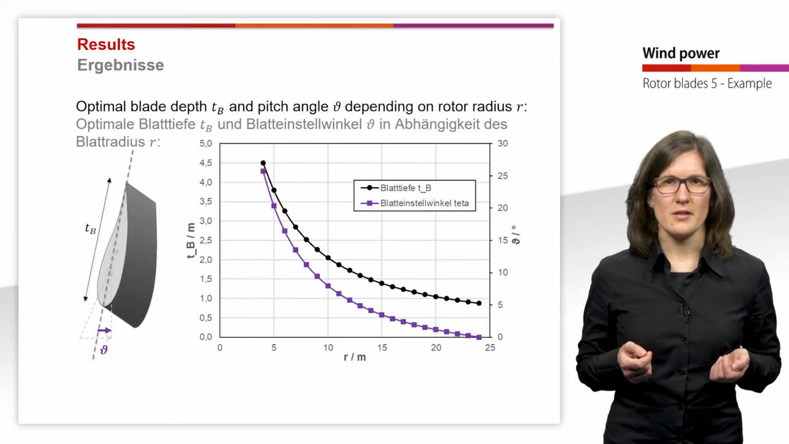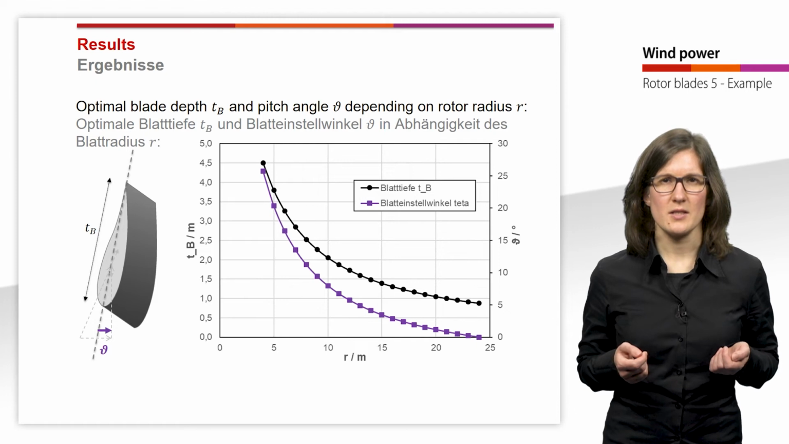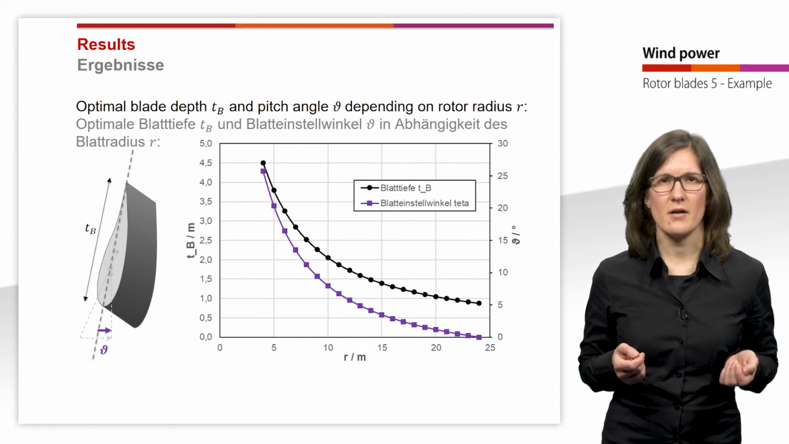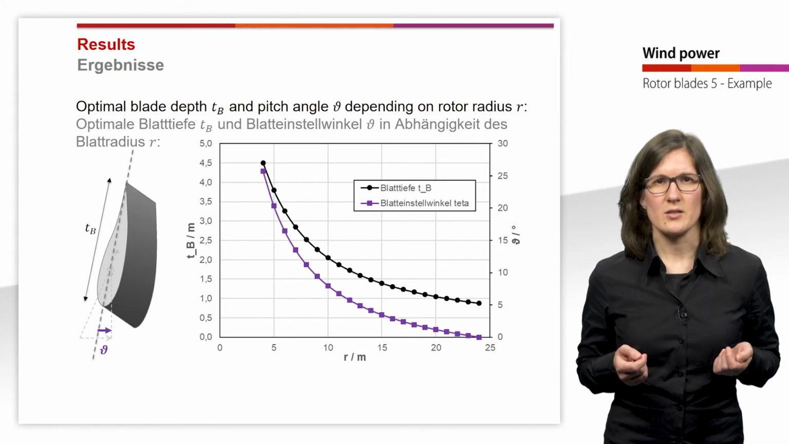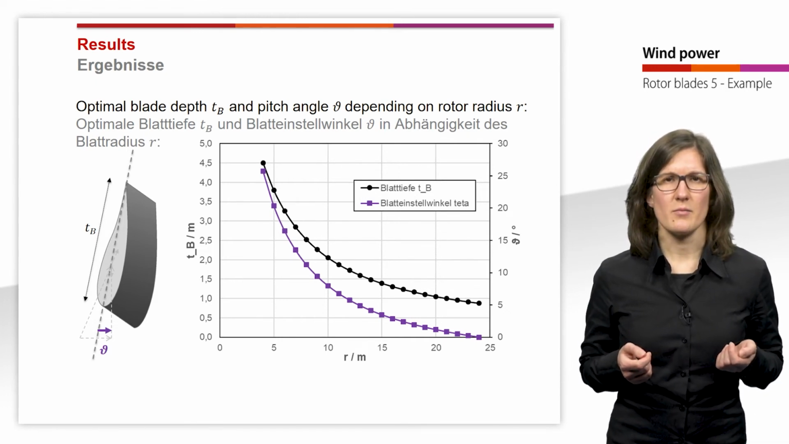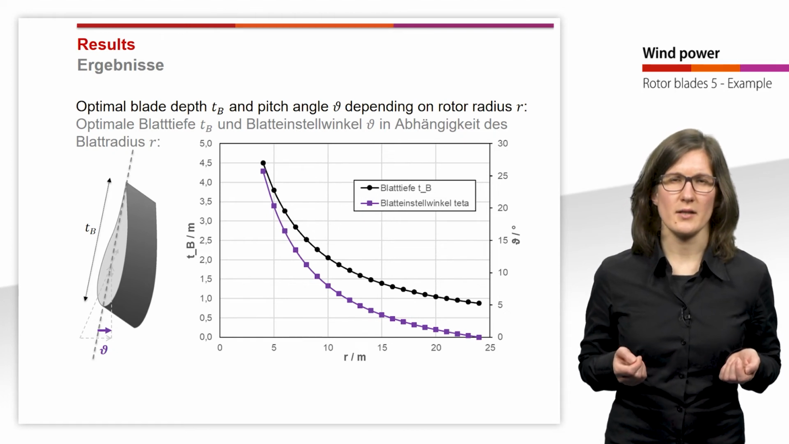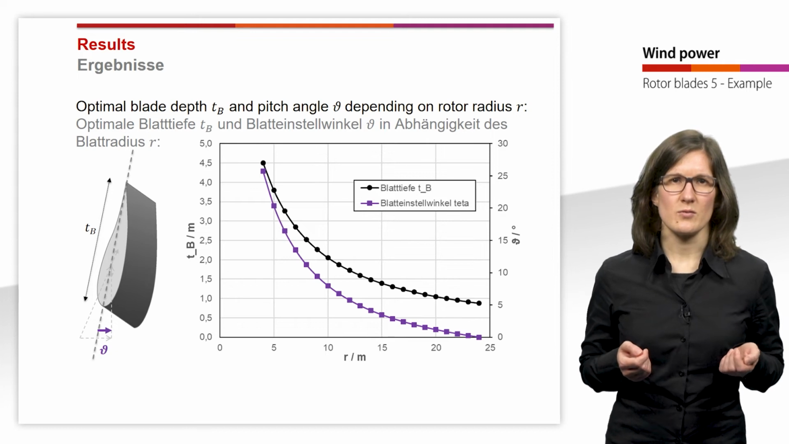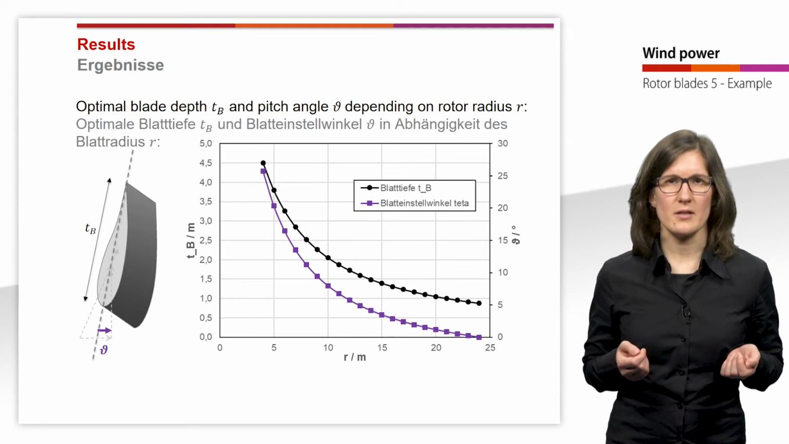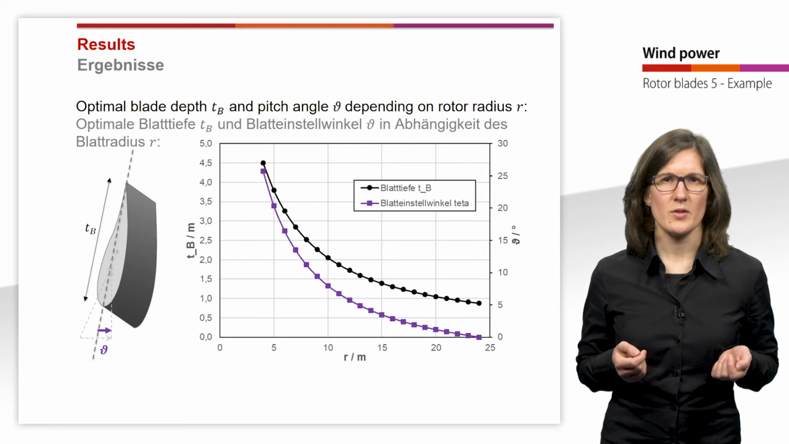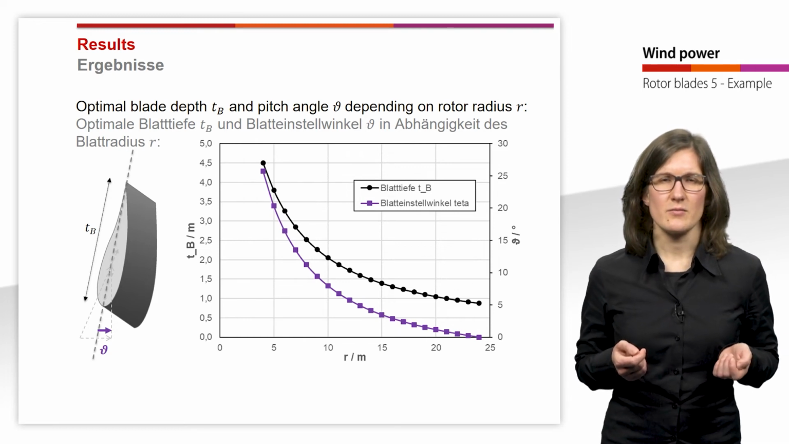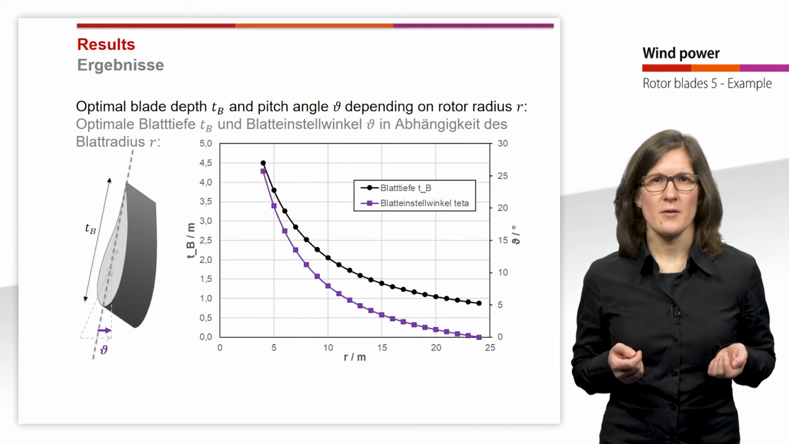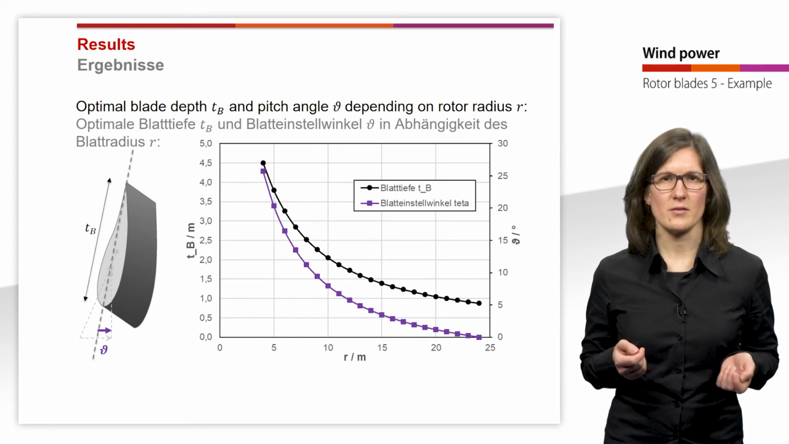In this graph here, you can see the optimal blade depth Tb and the pitch angle θ depending on the blade radius r. The blade depth is shown on the left y-axis and the pitch angle is shown on the right y-axis. On the x-axis, the radius 0 corresponds to the center of the rotor blade and the radius 24 meters corresponds to the blade tip. It is visible that the blade depth and the pitch angle decrease with increasing rotor radius.